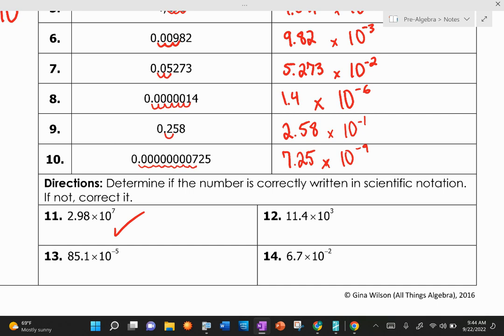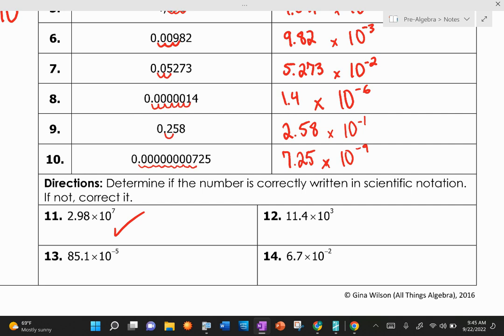On number 12, okay, what do we need to fix about that? It's over 10. It's not between 1 and 10, right? So we've got to move the decimal one more time. Now, how many times did they already move the decimal? So make sure you fix that part also.